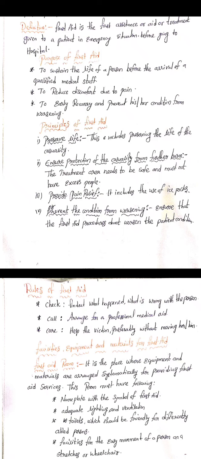Okay, first we will see preserving life. How we have to preserve the life of a patient. This includes preserving the life of the casualty. Casualty means patient. So by giving first aid we can preserve the life of a patient. Next, second one, ensure protection of the casualty from further harm. By giving first aid treatment we can prevent further harm to the patient, like complications. Okay, by giving first aid we can protect the patient from further harm.